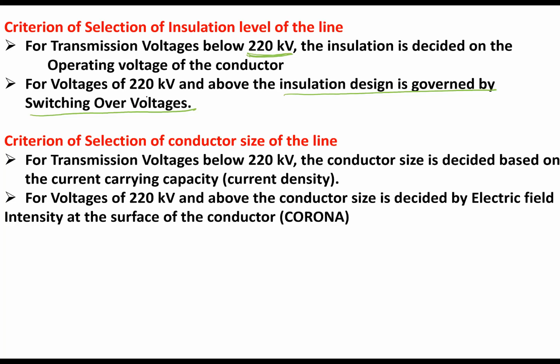So for voltages of 220 kV and above, your insulation design should be designed such that even these high voltage transients that are produced during switching on and switching off of circuit breakers should not puncture or short circuit the insulation. So your insulation is designed based on switching over voltages for voltages of 220 kV and above.